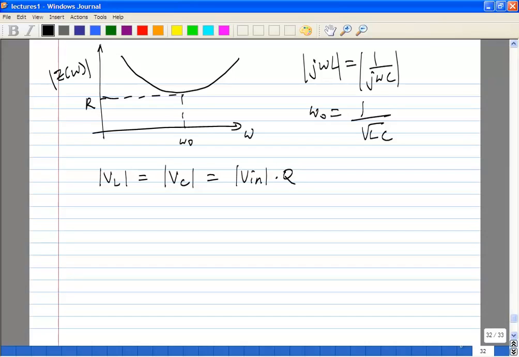Absolutely. That's right. So we end up taking it somewhere in between.